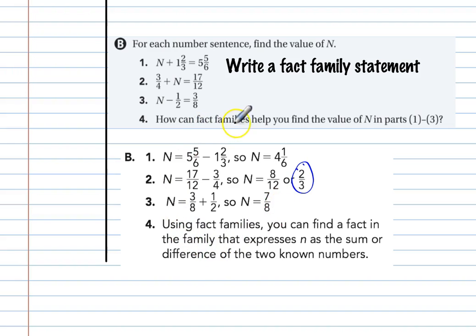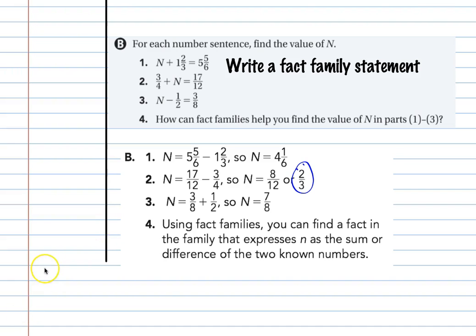So it says, how can fact families help you find the value of n? Fact families can help you find a fact in the family that expresses n as the sum or difference of the two known numbers. So n is equal to either the sum or the difference of two numbers, instead of having to solve it.